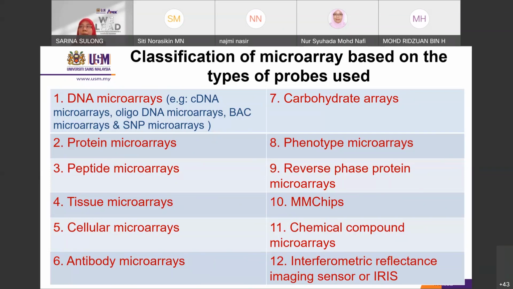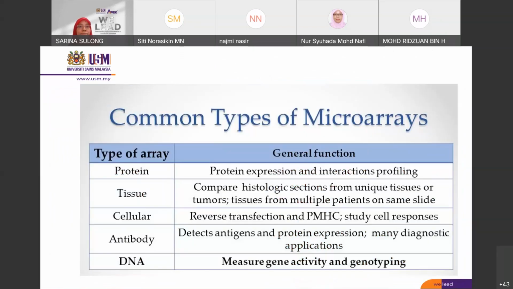In DNA microarrays, the common microarrays used in the genetics and genomics area, unfortunately I don't have any experience using these kinds of microarrays. So in my presentation, I will focus on DNA microarray. Of course, there are also protein microarrays, peptide, tissue microarrays, cellular microarrays, and so many kinds of microarrays. This table shows the general function of common microarrays, such as the DNA microarray, which is to measure gene activity and also genotyping, while protein expression and interaction profiling can be done using a protein microarray.